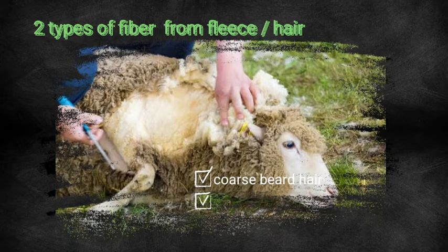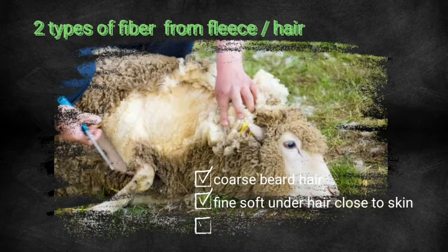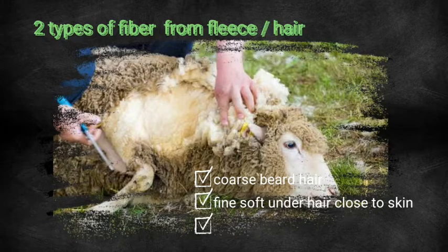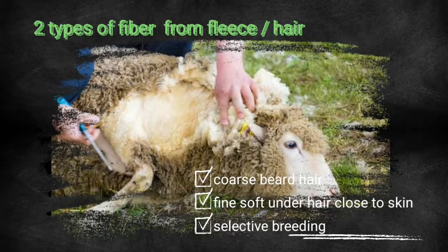Some breeds of sheep possess only fine underhair. Their parents are specially chosen to give birth to sheep which have only soft underhair. This process of selecting parents is termed selective breeding.